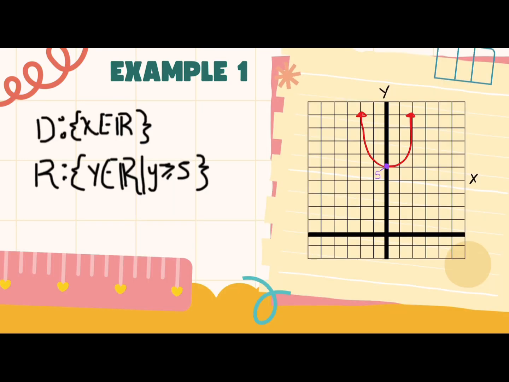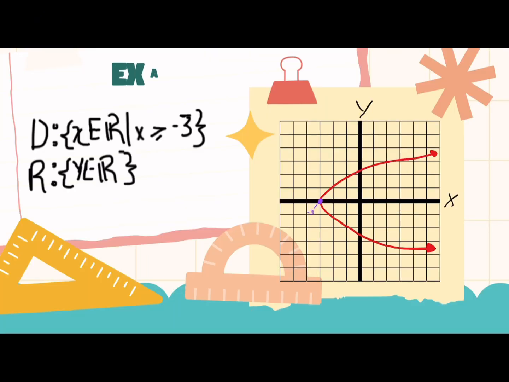So here's example 1. We can see that for our domain it's going to be x's because the parabola goes on left and right forever. And for the range, we can see that the parabola stops at 5. So our range would be y can be any real number, but it must be greater than or equal to 5.